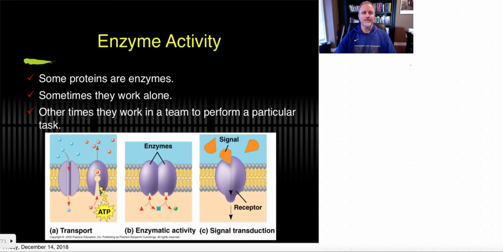Okay? All right. So anyways, the enzyme activity: some proteins, of course, are enzymes, and we will learn more about enzymes in Chapter 8. Oftentimes these things work alone. Sometimes they work together as a team to perform particular functions. They can be a transport protein to allow things to pass through. They can act to relay a signal from one spot on the outside of the membrane to a signal cascade on the inside. They have catalytic properties, which is what an enzyme is.